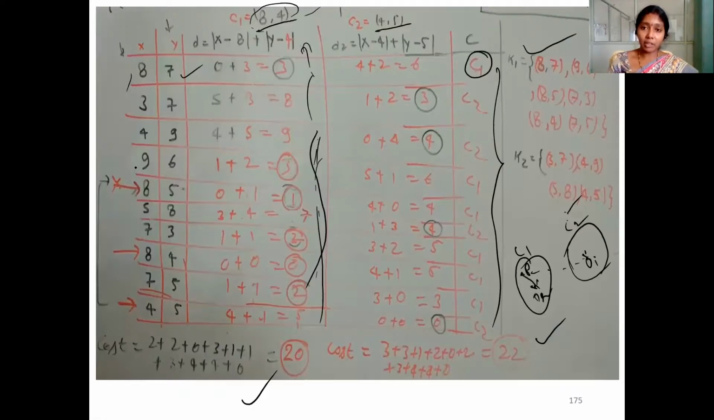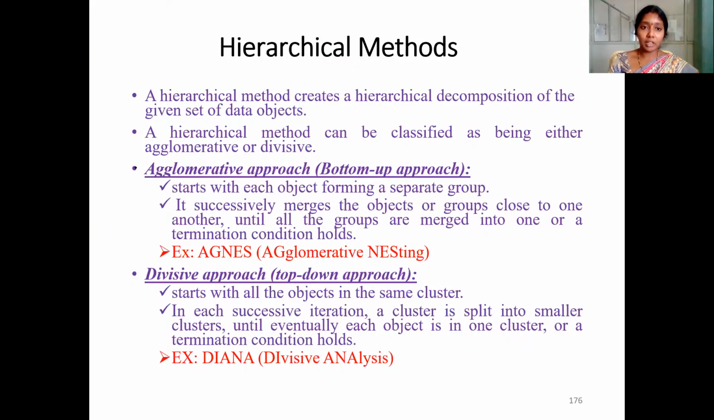So with this, we are having 2 methods under partitional clustering. Let's come to the hierarchical clustering methods. As we already have a basic idea regarding hierarchical clustering methods, hierarchical methods create a hierarchical decomposition of some set of data elements. Here you have 2 approaches: agglomerative, which is also called bottom up, and divisive, which is also called top down. We already have a brief idea of this from the previous class.